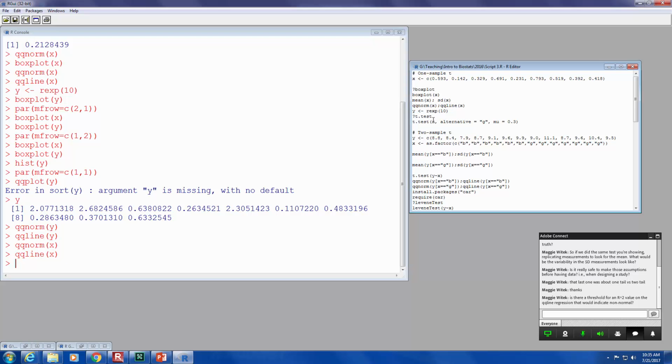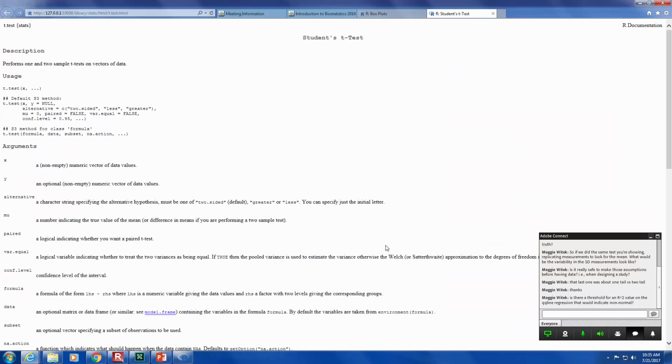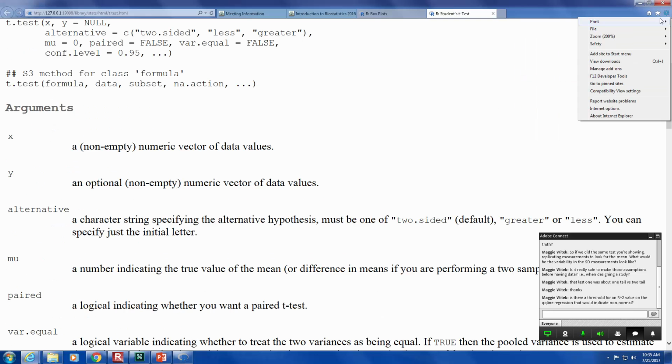So if I wanted to do the t-test, I might want to understand the function first. I can do question mark t.test and... Ooh, that's way too zoomy.